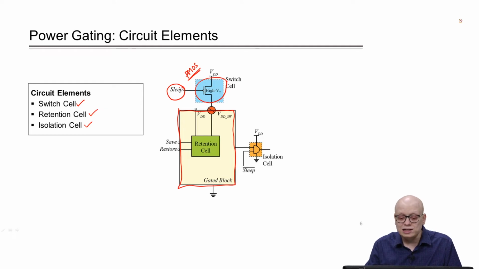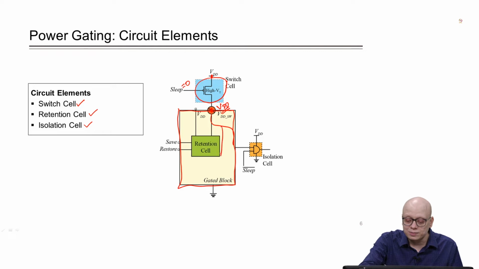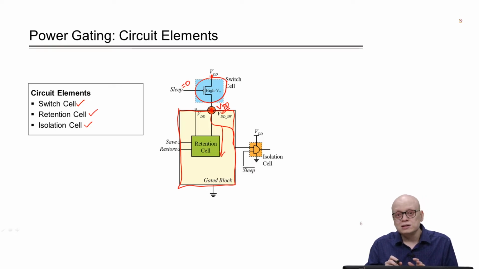In the normal condition sleep will be 0. So, the gated block is not sleeping, meaning that it is doing some active computation. When sleep is equal to 0, the PMOS will be switched on. So, the VDD voltage that is here will be applied at this point, and this again goes to all our circuit elements, the combinational circuit elements, sequential circuit elements and so on. When sleep is equal to 0, those circuit elements will be operating normally.